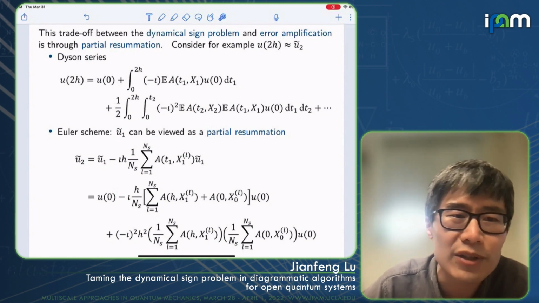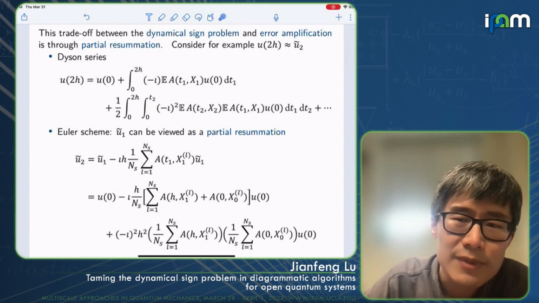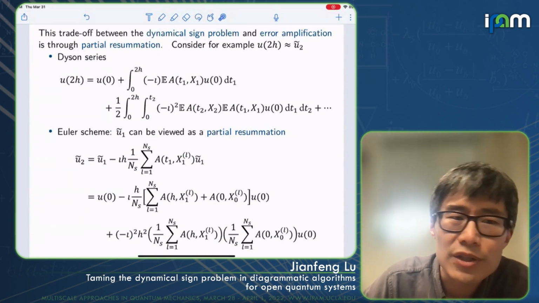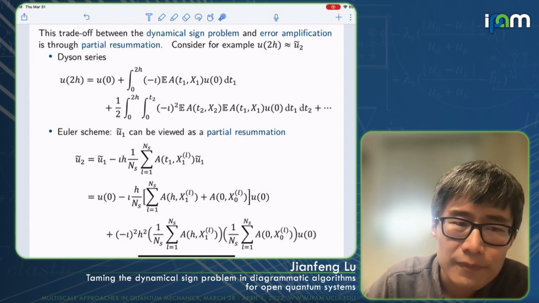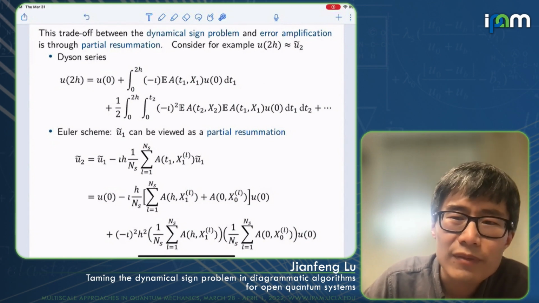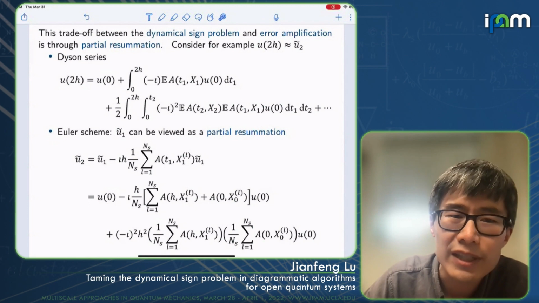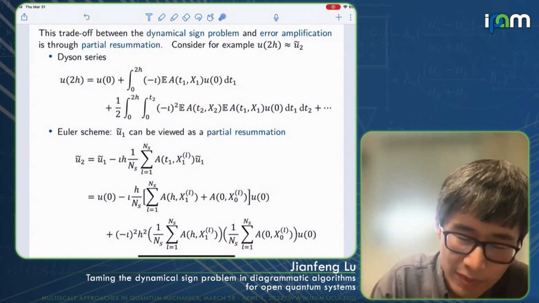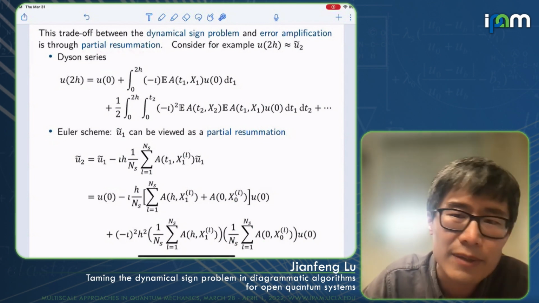So what's going on is the trade-off between the so-called dynamical sign problem, which comes from wanting to sum over these diagrams or the path integral, and the error amplification, if we just view this as numerical discretization. One can understand it more from a physical point of view: what we are so used to doing in numerical analysis, the Euler scheme, can in this context be viewed as a so-called partial resummation of the diagrams.